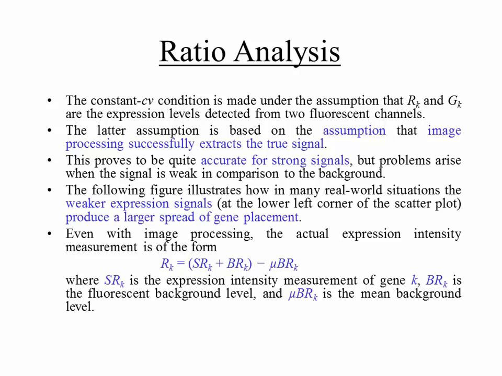And the latter assumption is based on the assumption that image processing, again, there are many steps involved, right? And there are mistakes that can be made at many different steps, right? Because there is image processing involved, you're making an assumption that the image processing is doing a good job, right? If that messes things up and doesn't give you the right values, this is uncertainty or errors that are going to propagate down, right? So this assumption about good image processing is quite accurate for strong signals, right? But problems arise when the signal is weak compared to the background, right?